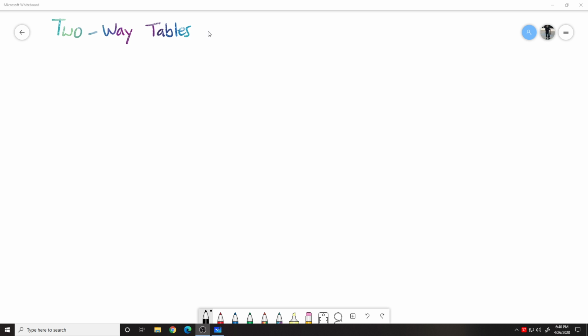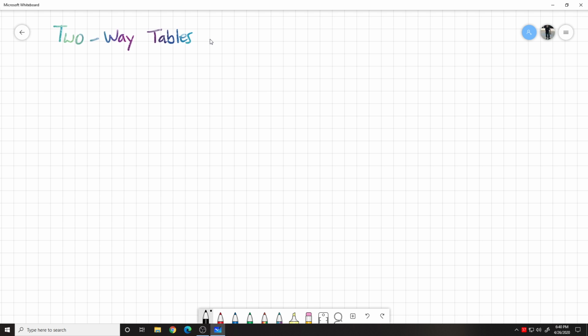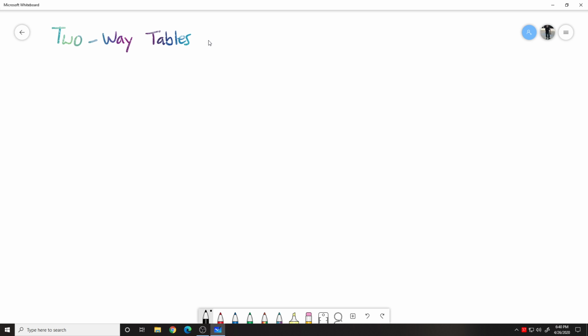Okay, now what are two-way tables used for? Let's talk about when we would want to use a two-way table. What are they for? Well, they are for when you have two or more sets of data, or at minimum, at least two different sets of data. But sometimes it could be a lot more.